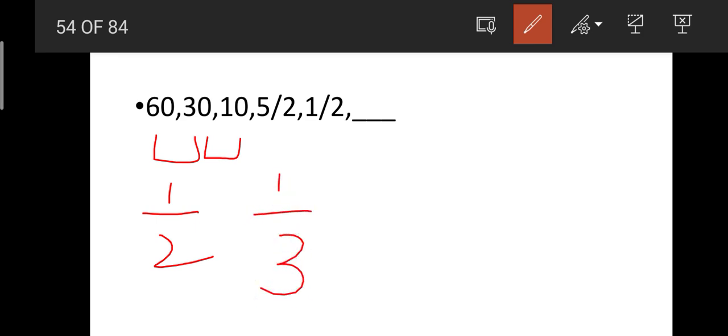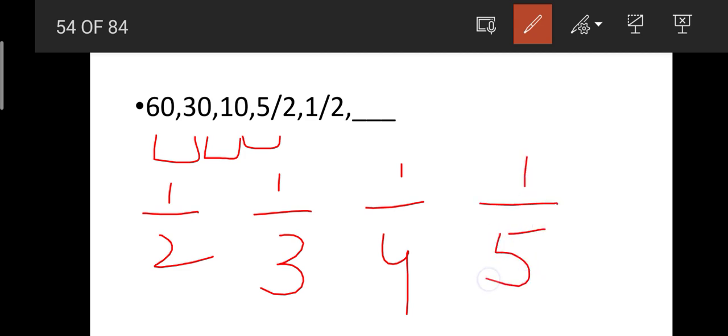Okay friends, now I'll discuss this model. For 60 to become 30, it should be multiplied with 1 by 2, isn't that? And for 30 to become 10, it should be multiplied with 1 by 3. And for 10 to become 5 by 2, it should be multiplied with 1 by 4, isn't that? And for 5 by 2 to become 1 by 2, it should be multiplied with 1 by 5.